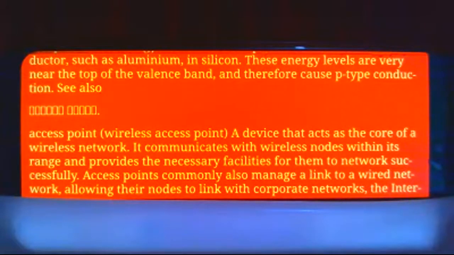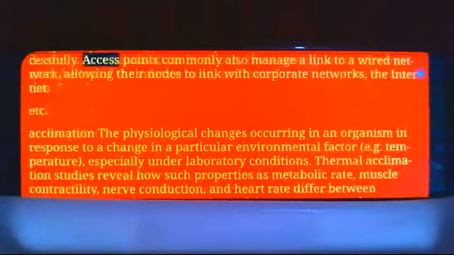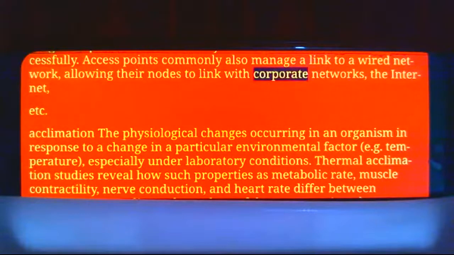See also access point, wireless access point: a device that acts as the core of a wireless network. It communicates with wireless nodes within its range and provides the necessary facilities for their network to work successfully. Access points commonly also manage the link to a wired network, allowing the nodes to link with corporate networks, the internet, etc.